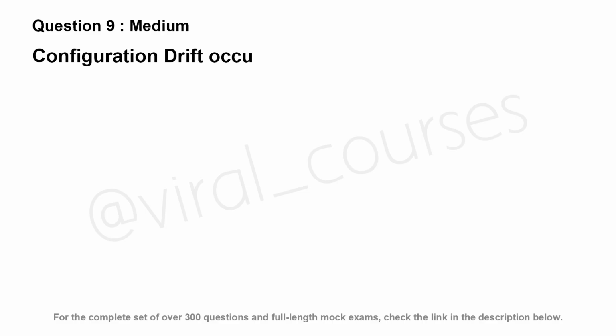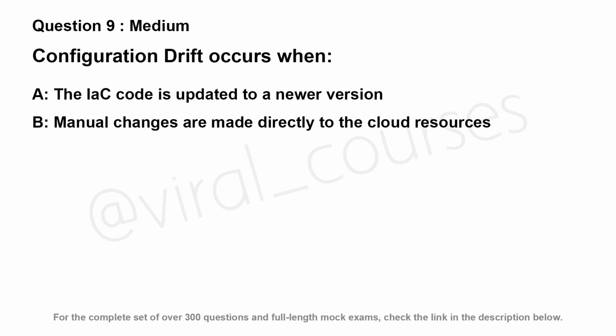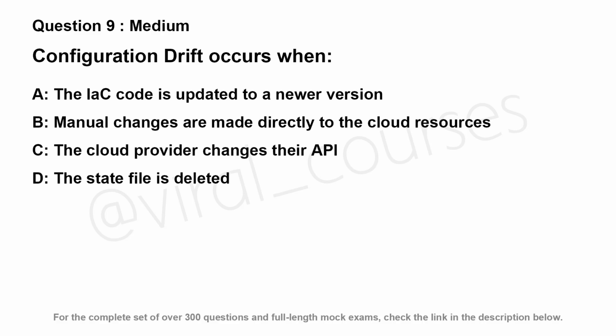Configuration drift occurs when Option A. The IaC code is updated to a newer version. Option B. Manual changes are made directly to the cloud resources. Option C. The cloud provider changes their API. Option D. The state file is deleted.